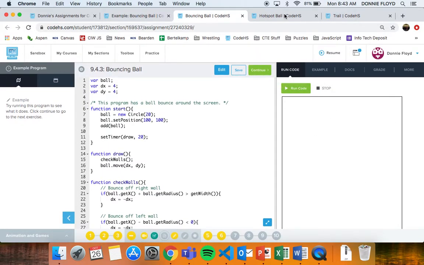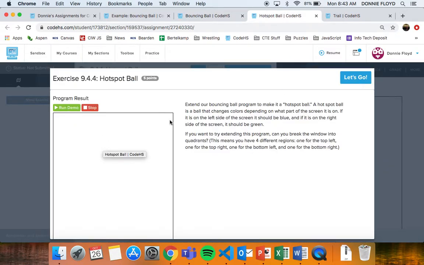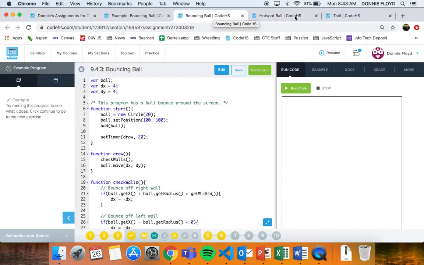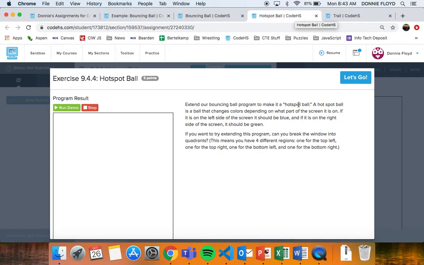So let's look at the 2 exercises for today and kind of what they're gonna do. This starts you with your bouncing ball. It's going to give you that code. And we're going to make it a hotspot ball. A hotspot ball is a ball that changes colors depending on what part of the screen it's on. If it's on the left side, it should be blue. If it's on the right side, it should be green. And if you make it through that pretty quick, then challenge yourself into making quadrants so that it's a top left, a top right, bottom left, bottom right.